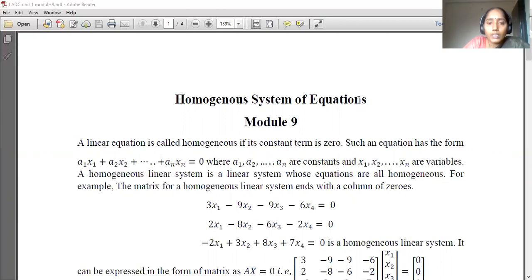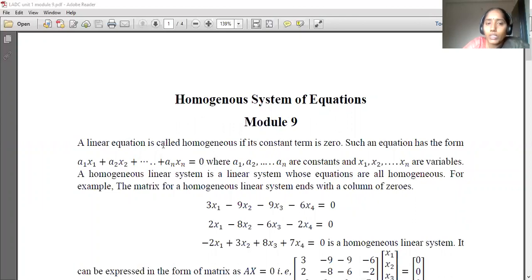First of all, we go through what a homogeneous linear equation is, and how the system of equations works. How do we write the equations in the form of a matrix, and how do we solve the system of equations? All these points we are discussing in this module. Now, we go through the linear equation.